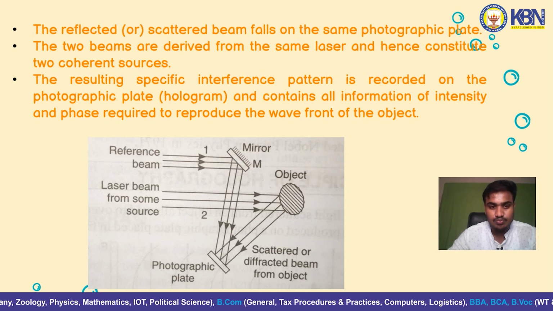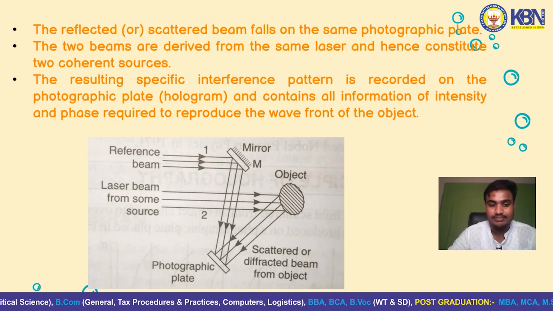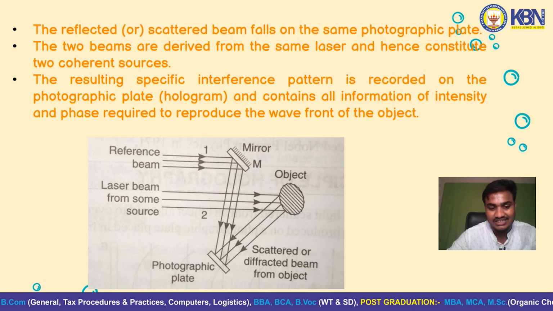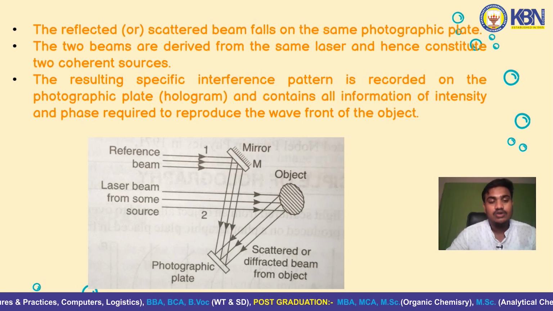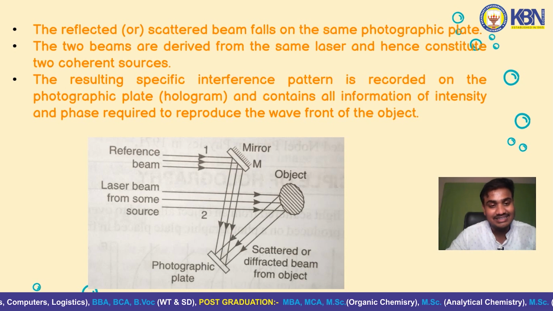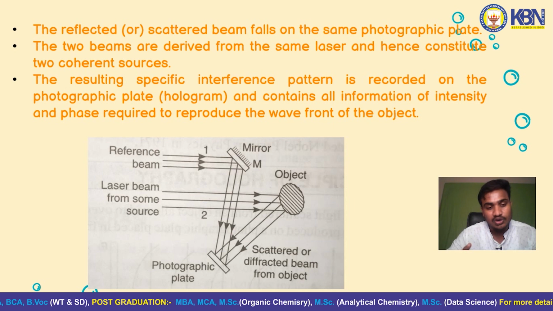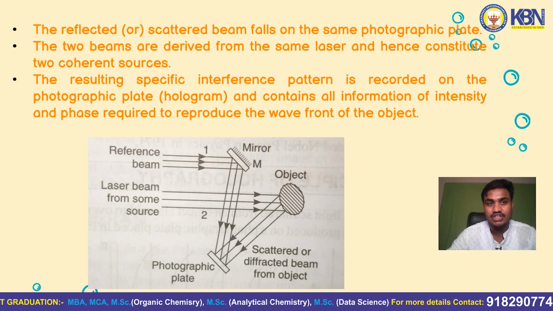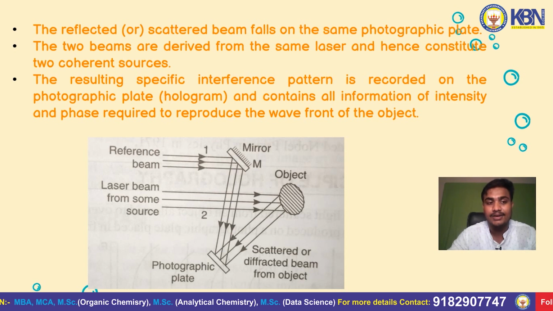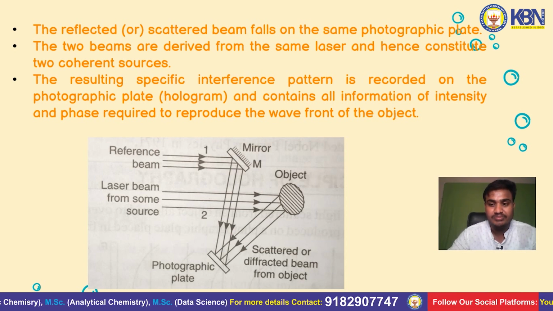Both the two beams will meet at the photographic plate. The two beams are derived from the same source, hence they constitute interference. They are two coherent sources. The resulting specific interference pattern is recorded on the photographic plate, which is the hologram, and contains all the information, the intensity, the amplitude and the phase, required to produce the wavefront of the object.